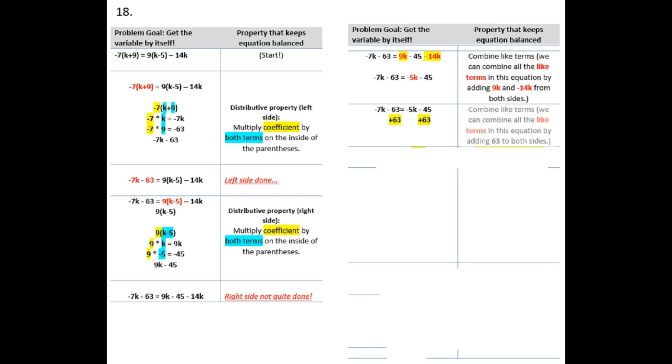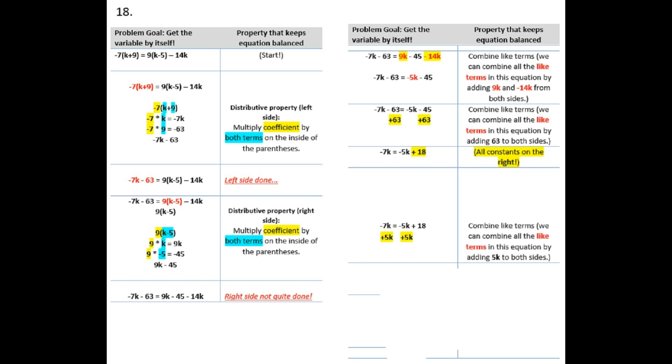All right, the next step, now we can start to move our terms around the equal sign. So we're going to add 63 to both sides. And what that's going to do is give us negative 7k equals negative 5k plus 18. And then down here, we add 5k because that'll put all of our variables on the left-hand side because we just finished putting our constants on the right.